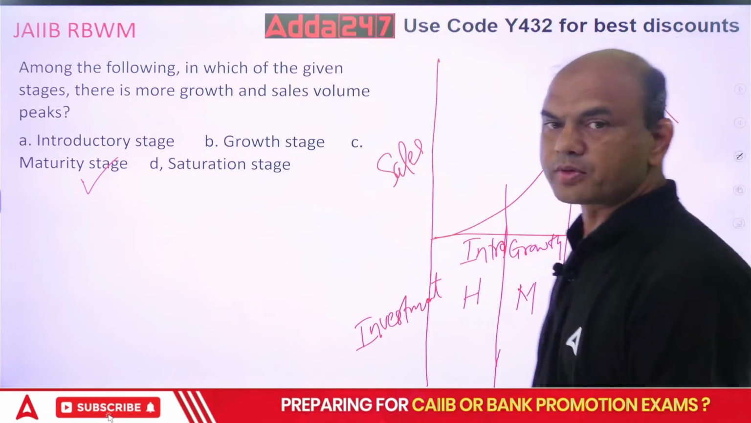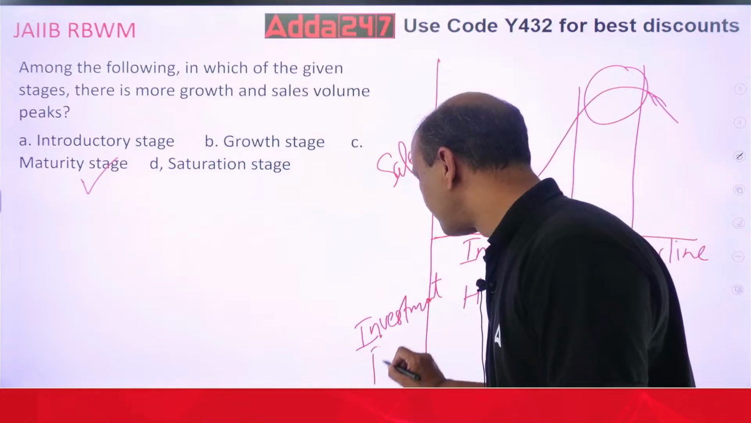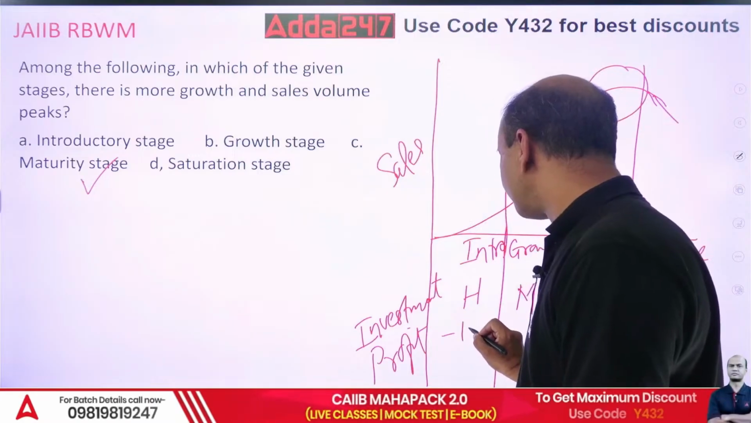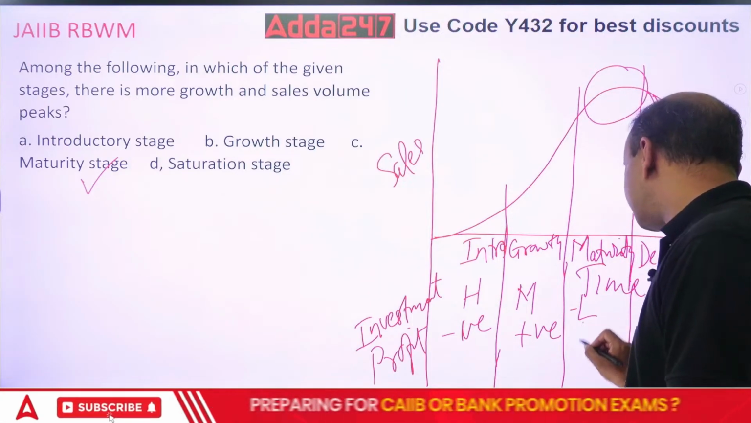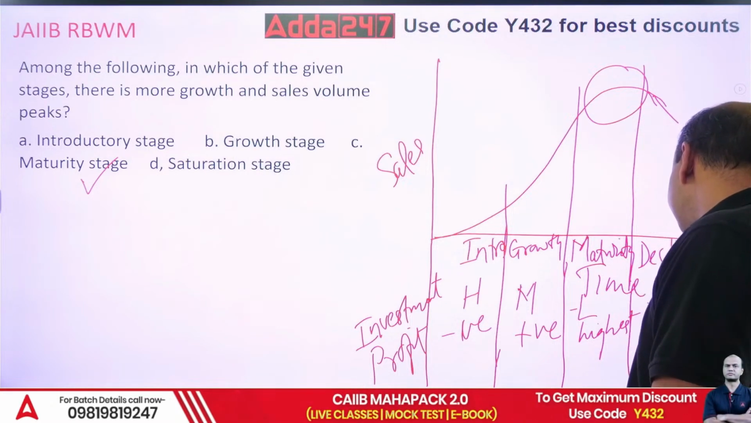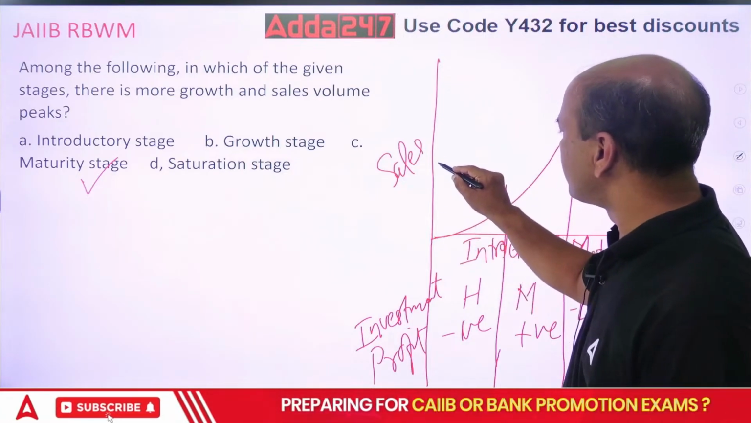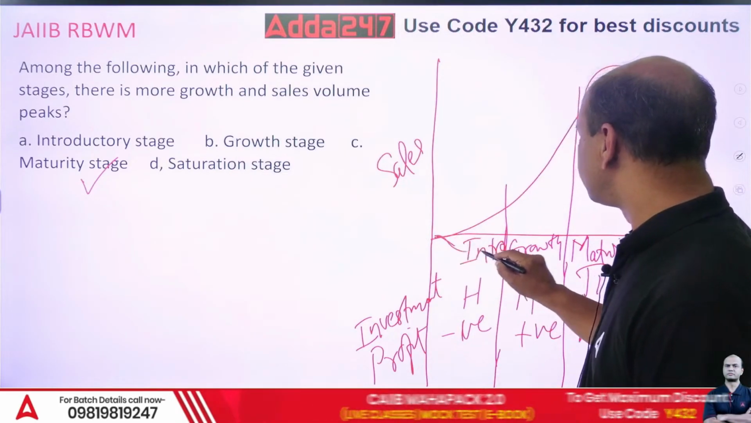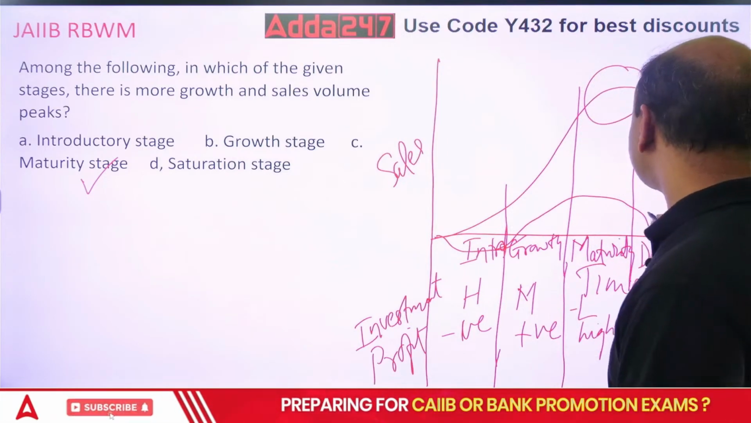Also the important part is profit. If you look at the profit, it is always negative over here. Negative. Here it is positive. Here it is highest. And here it is going down. If I draw the graph for profits, it will be like this. They will grow in this way. Something like this. This will be the profit graph.